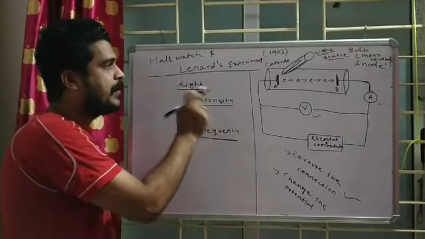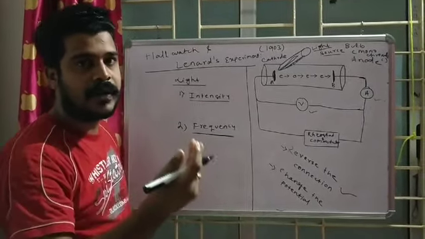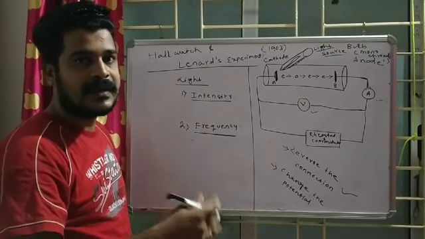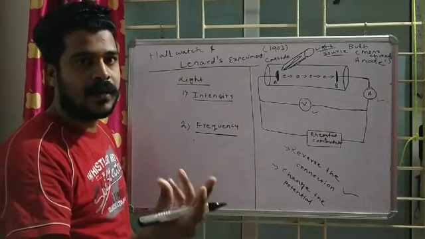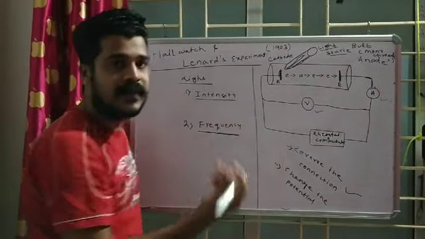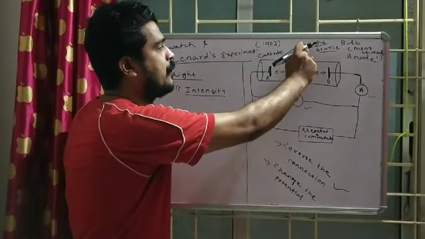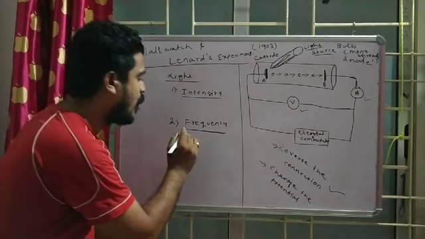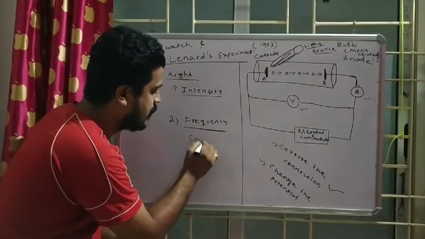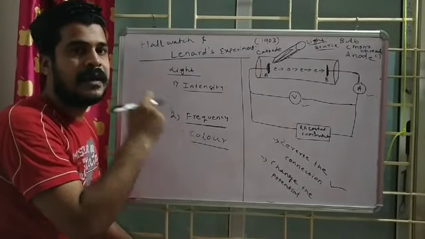The intensity can be varied by increasing the power. If I am using an 80 watt bulb, I can go for 100 watt, 120 watt, 300 watt. As I go to a higher power bulb, the bulb will emit light with high intensity. In this way I can change the intensity of the light source. And how can I change the frequency? For the frequency, I have to change the color. If I change the color, then I am changing the frequency.